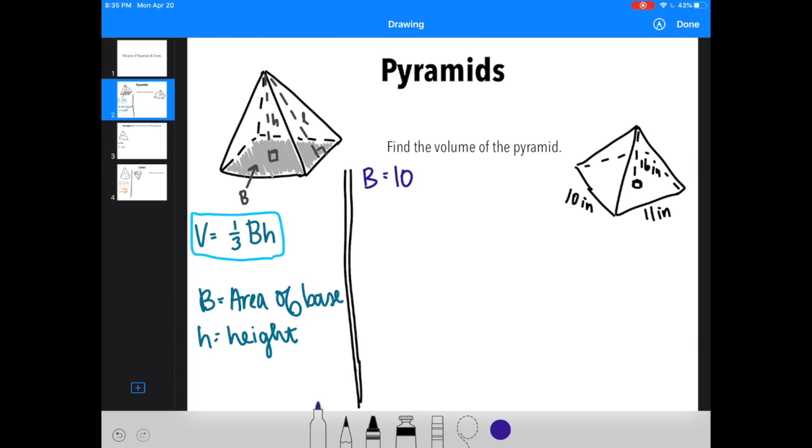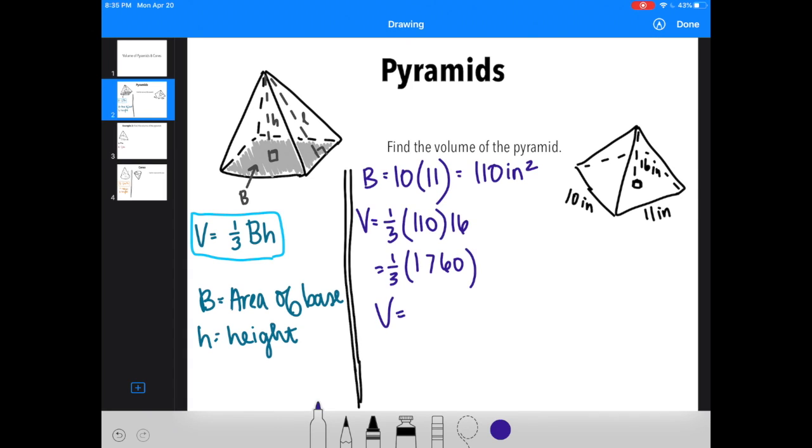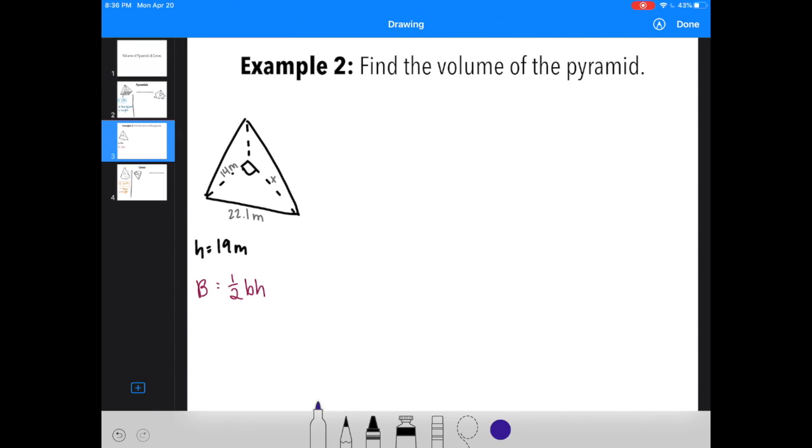We did our best. So to find the area of that base, my big B, I'm going to take 10 times 11, which gives me 110 inches squared. Now I can plug into my volume equation, so 1/3 times 110 times my height of 16. A little bit of plug and chug. So 16 times 110 gives me 1,760. And I'm going to multiply that by 1/3, or divide by 3, to give me my final volume of 586.666666, which I am going to simplify down to 586.67 inches cubed. And there you have it. Not too bad, because we've practiced these skills while solving for surface area.